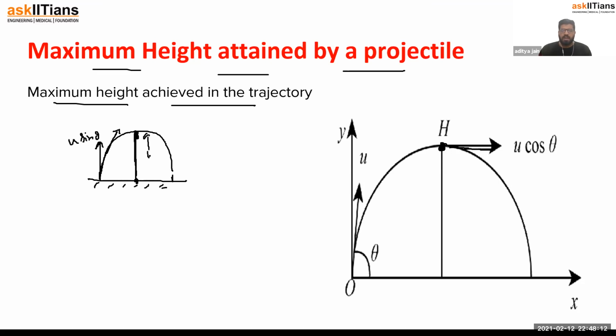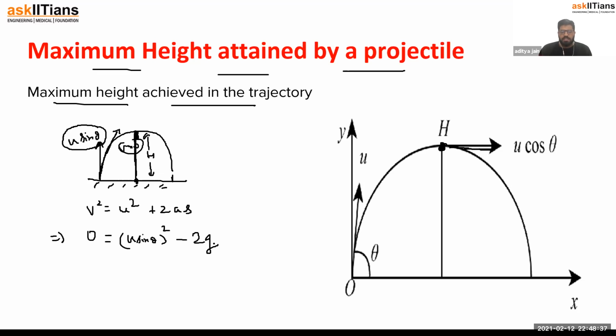Suppose in the vertical direction the height is h, and the initial velocity is u sine theta. What is the maximum height? You already know that at maximum height, the vertical component of velocity is 0. So can I apply the third equation of motion along vertical, v square equals u square plus 2as? Yes, because final velocity at maximum height h is 0. Initial velocity, that is vertical, is u sine theta whole square. Acceleration is minus g, and s is maximum height h. So 0 equals u square sine square theta minus 2gh, that is, 2gh equals u square sine square theta. That gives h equals u square sine square theta by 2g.